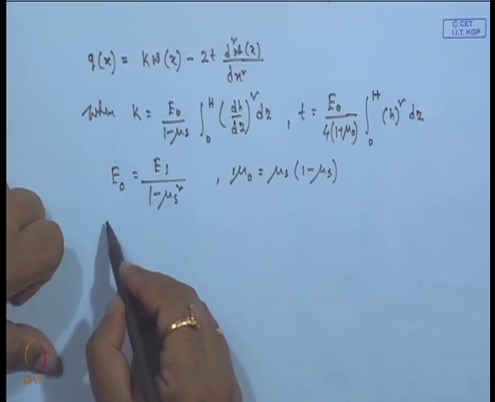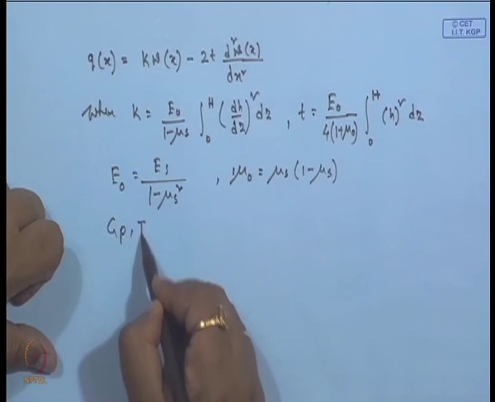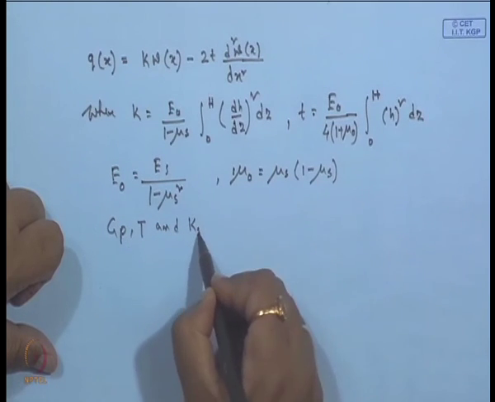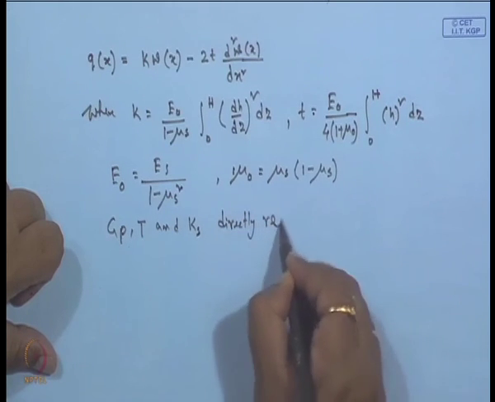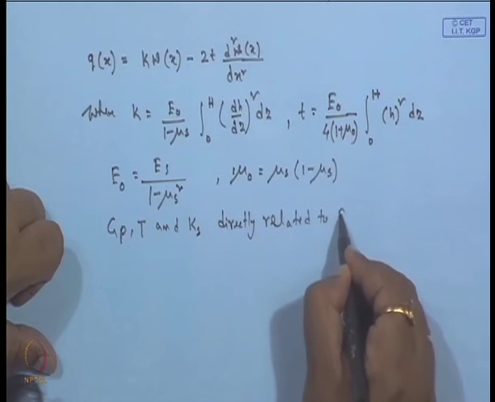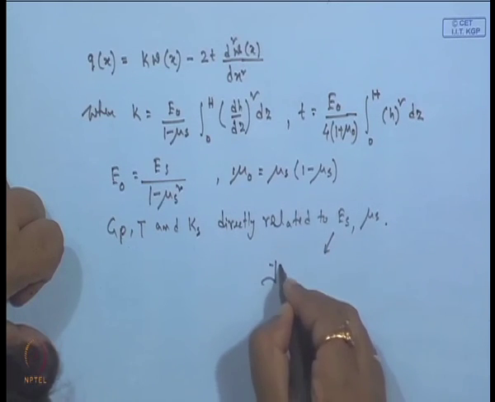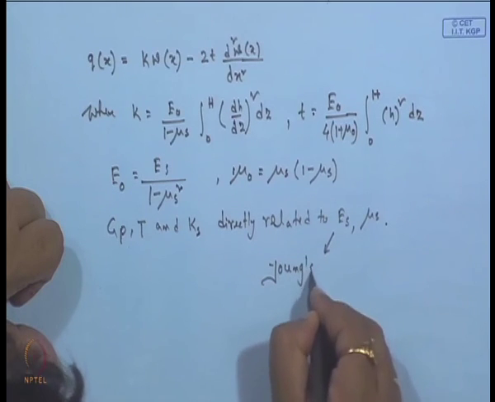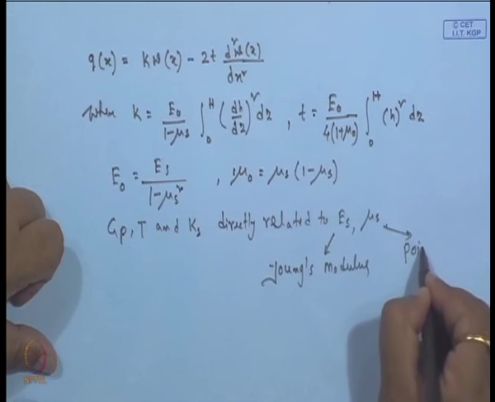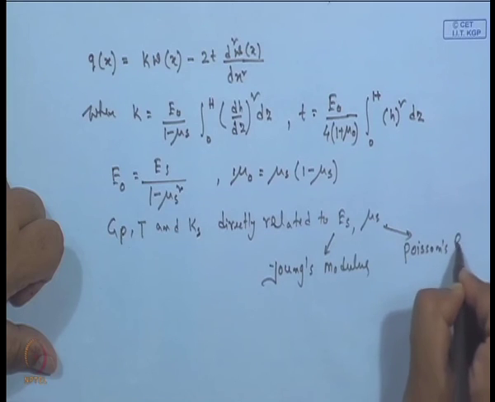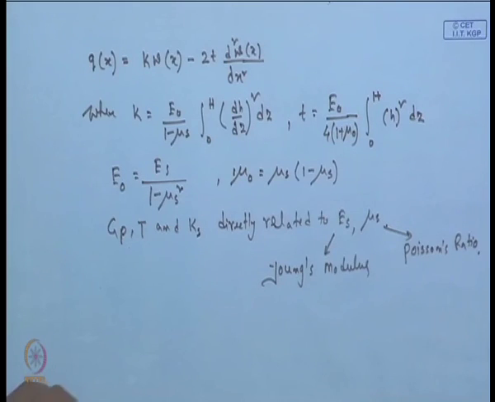So, it is very important to note that G p, t and k s are directly related to E s and mu s, where E s is the Young's modulus of the soil and mu s is the Poisson ratio. So, these are the responses that we will get for this Vlasov model.